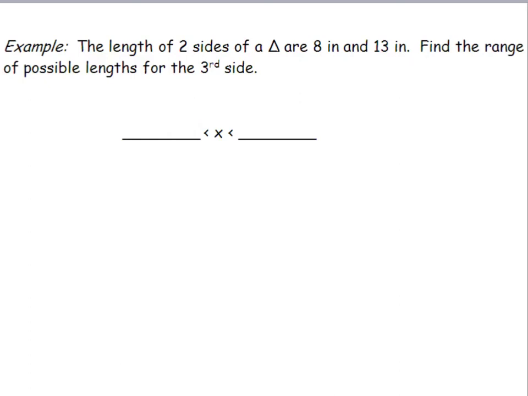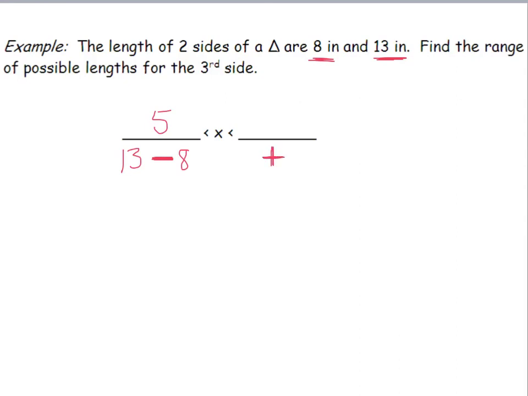So what I want to do is take these two values, 8 inches and 13 inches, and to find the smallest possible side length that the third one could be, we're going to subtract them. If I take the larger of the two, 13, and subtract off the 8, we're going to end up getting 5. That means my third side has to be greater than 5 in order for me to be able to make a triangle.